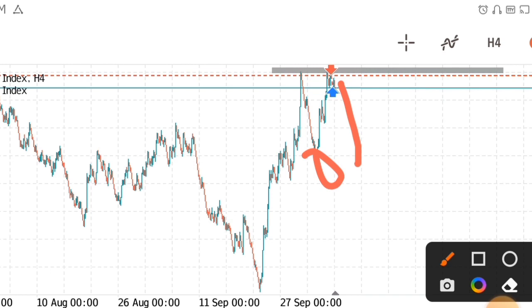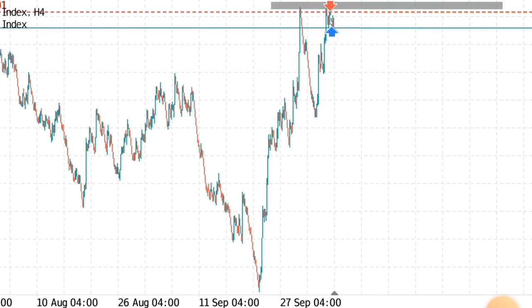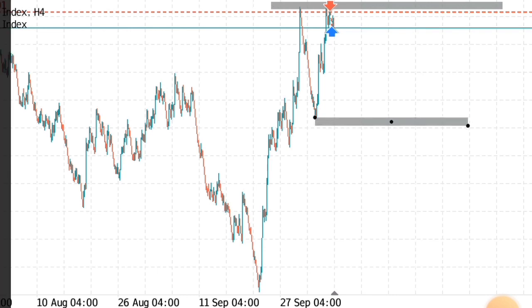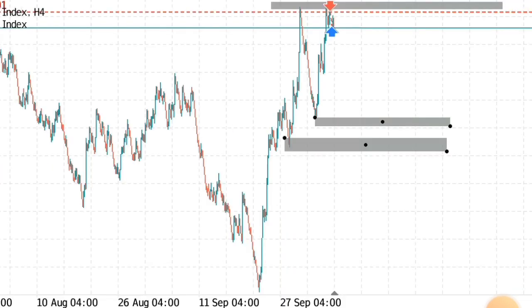But the market can move up to this point. So these are the psychological levels in the market, and we have this level here, this level here, we also have this level here, and this level here. These are the psychological levels where the market can actually reverse, and then we also have this level here, and this level here.